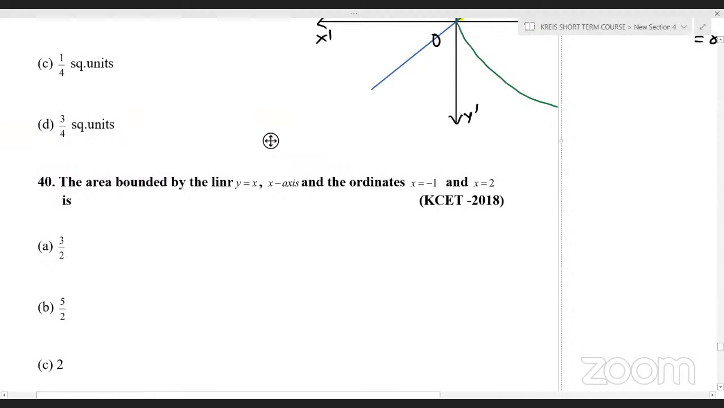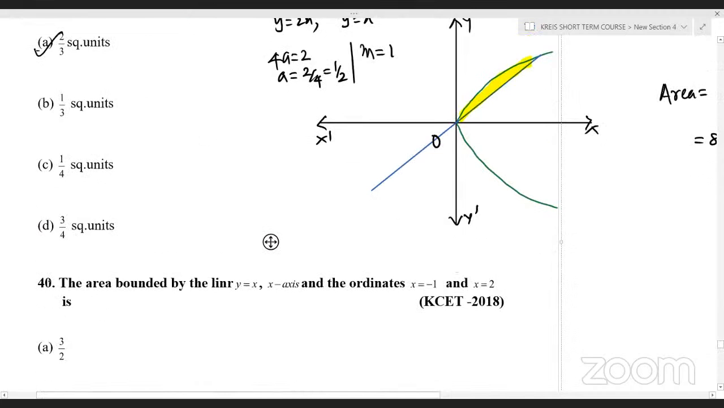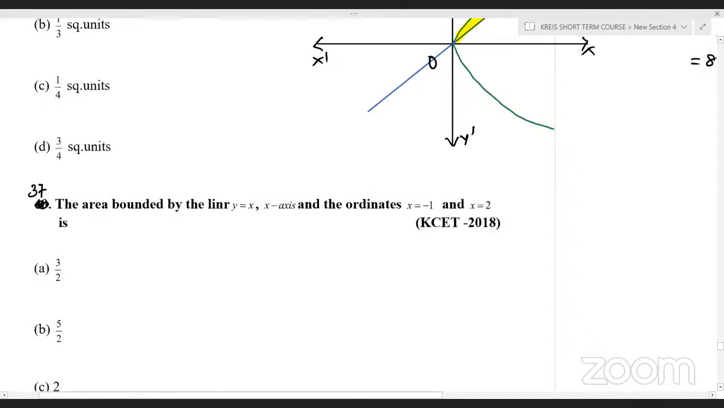Okay, question number 40, which is nothing but the 37th question. It is the area bounded by the line y equal to x, the x-axis, and the ordinates x is equal to -1 and x is equal to 2. What is going to be the area of this one? So let us try.